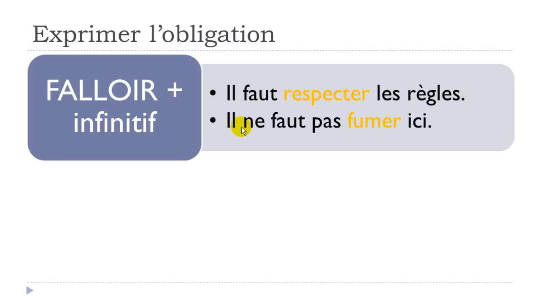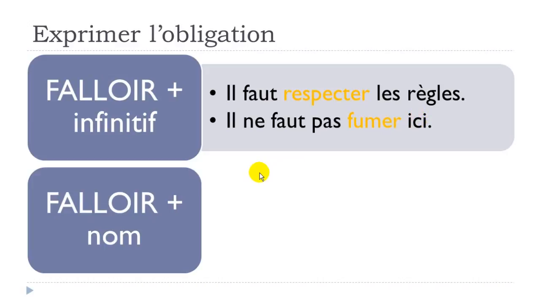Alright, and then another option, so I've been putting here and here the two parts of the negative form. Il ne faut pas fumer, fumer is to smoke, ici, here. Il ne faut pas fumer ici.